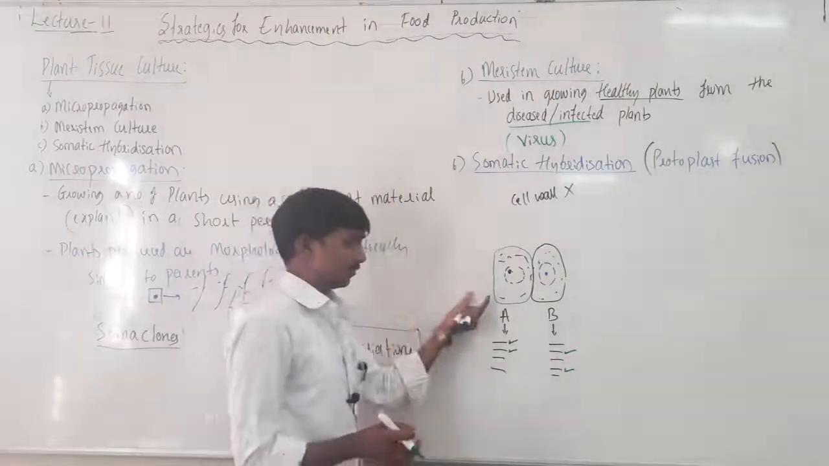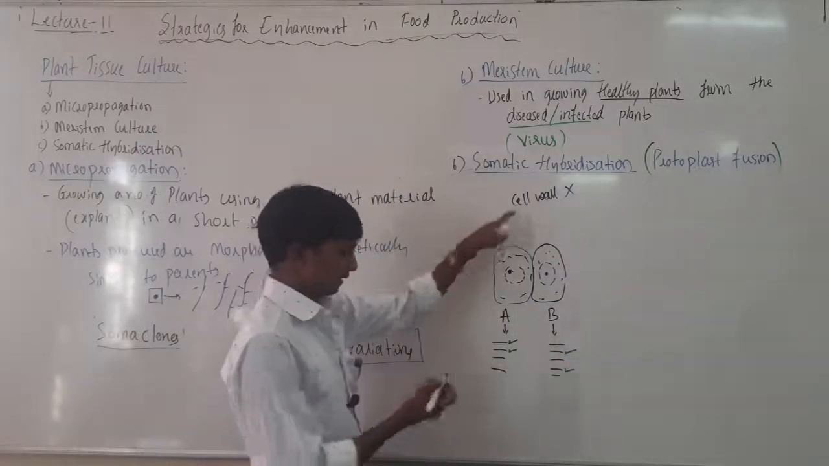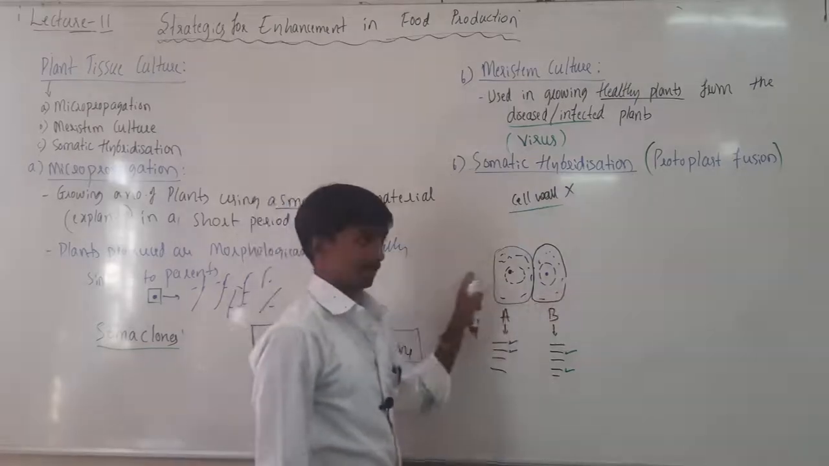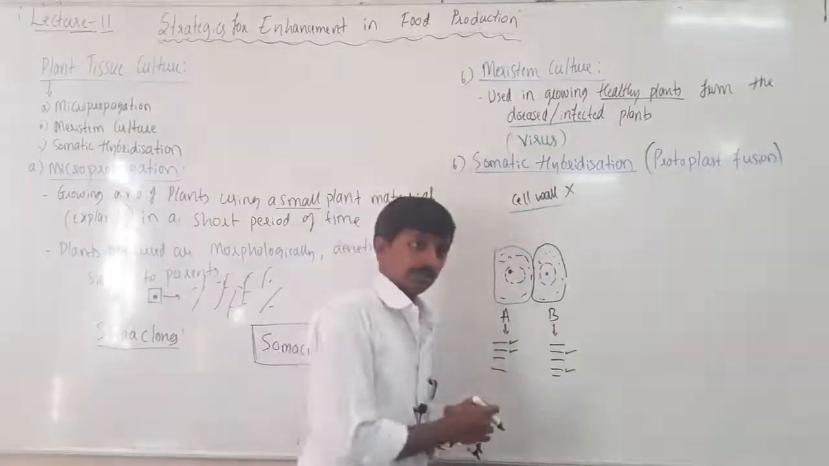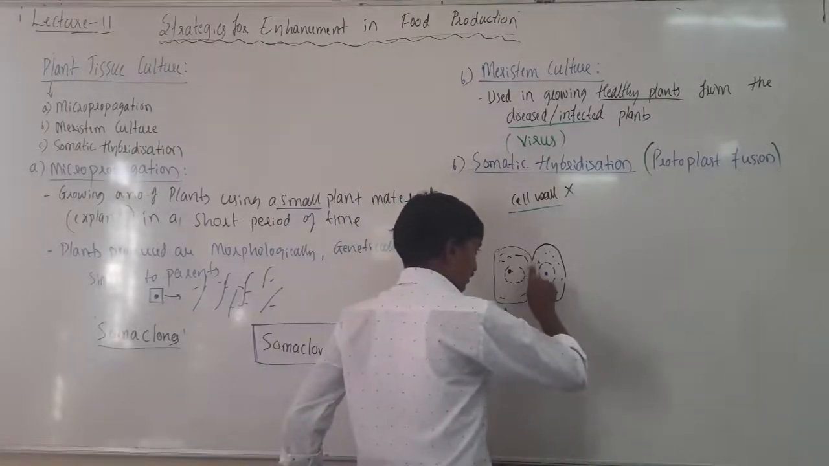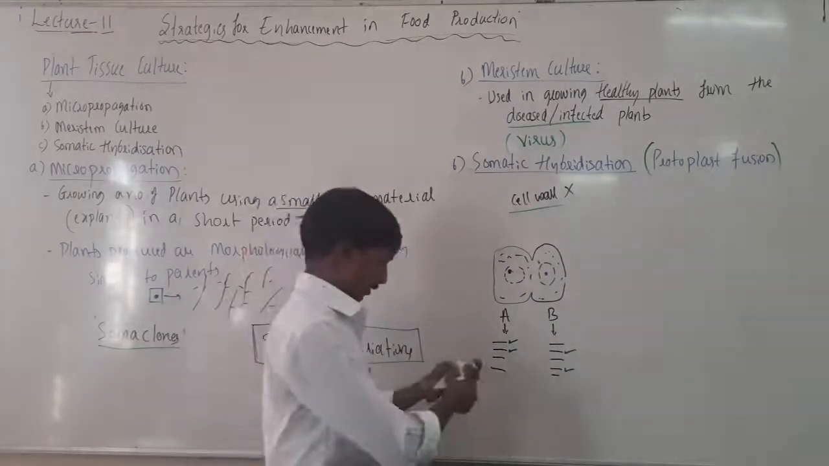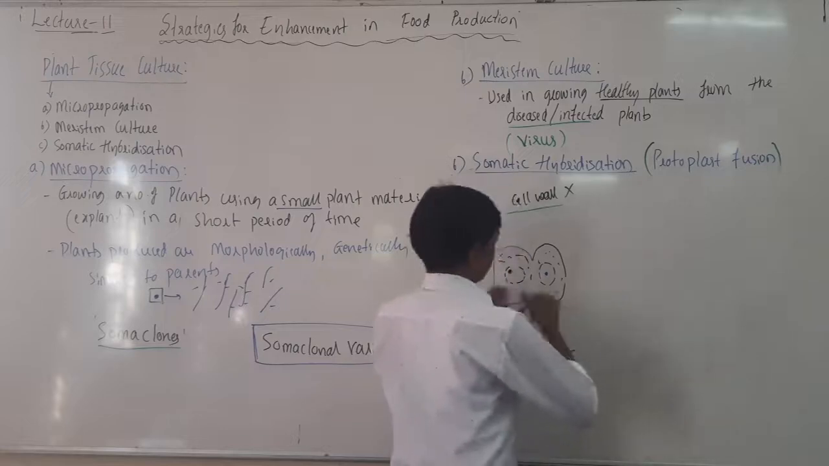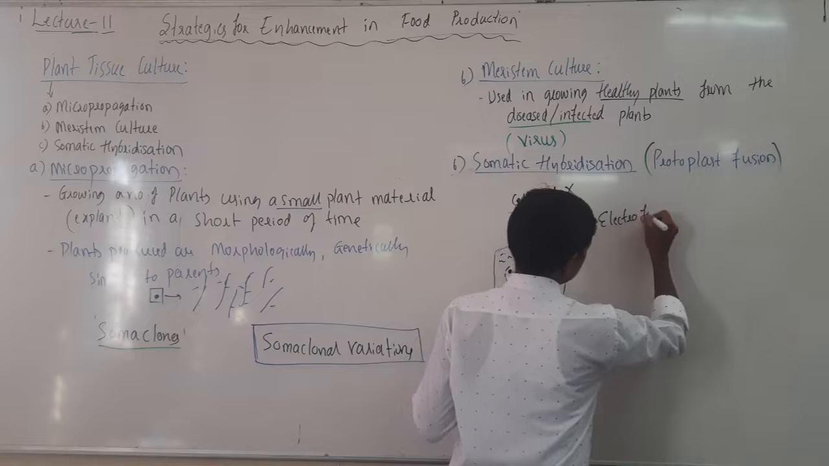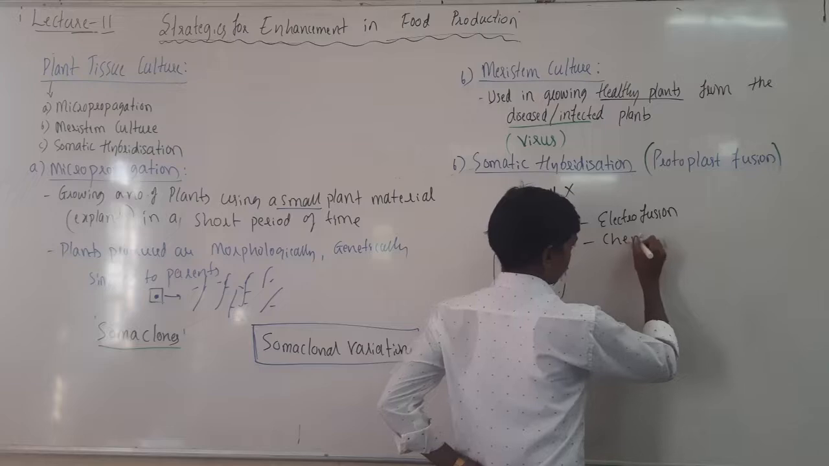So, one cell from plant A, one cell from plant B. From both of the cells, the cell wall is removed. Then they are called protoplasts or somatic cells. Then they are induced to combine with each other. It is done by two methods: one is electrofusion or chemofusion.